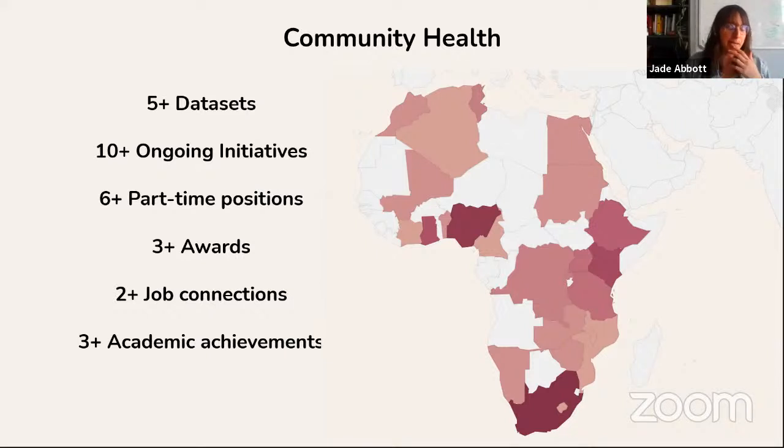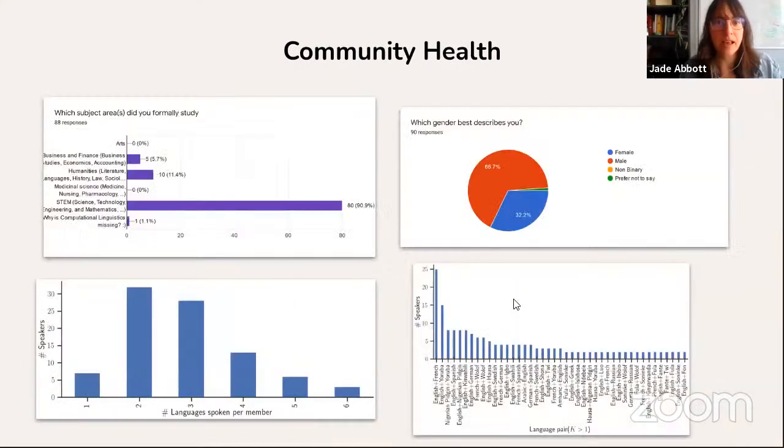And these ones were hard to estimate. I was just going on the ones I knew about, but we've even enabled some people to get jobs in the NLP space through connections that were built in Masakhane, as well as a number of academic achievements, whether they be internships, or master's or PhD positions. I wouldn't say we achieved that, the individuals achieved it, and Masakhane just added a supporting role in whatever the group could provide.